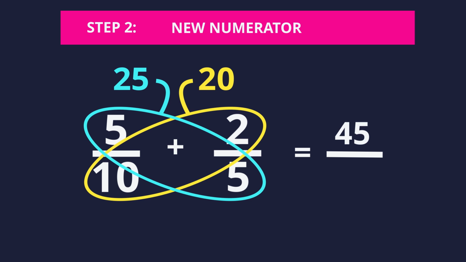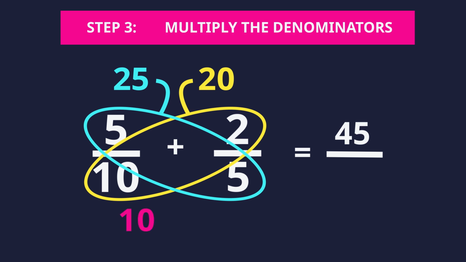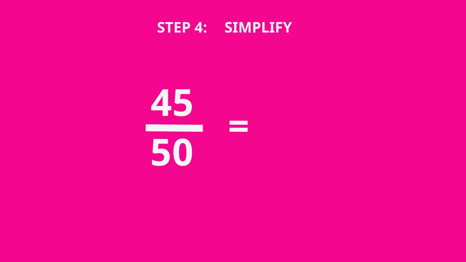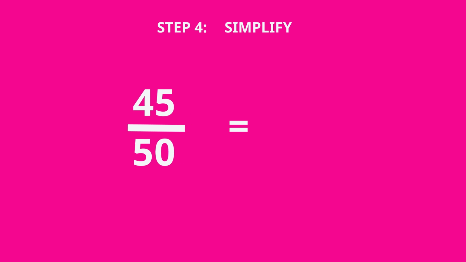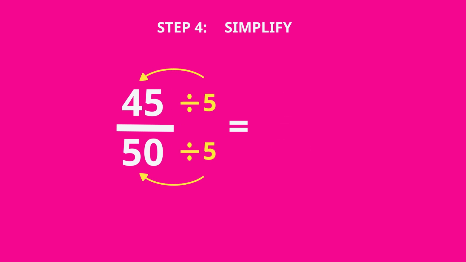Step 3. Multiply the denominators. Multiply the bottoms together. 10 times 5, which is 50. Step 4. Simplify. The new fraction is 45/50. Can it simplify? Absolutely. Divide the numerator and denominator by 5, so the final fraction is 9/10. Well done if you kept up with this method.